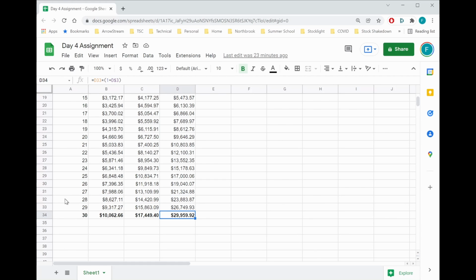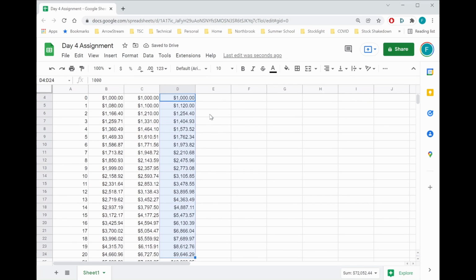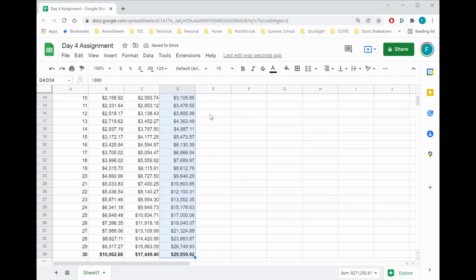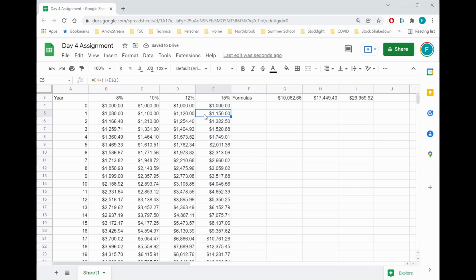Let's tinker around a bit more. What if we earned 15% interest? Control-C for copy, Control-V for paste. Copy and paste are two good friends of yours in any Google Sheet. So this is going to refer to cell E4, being the one above it, and the interest rate of E3, which is 15%. I wonder what that comes out to.